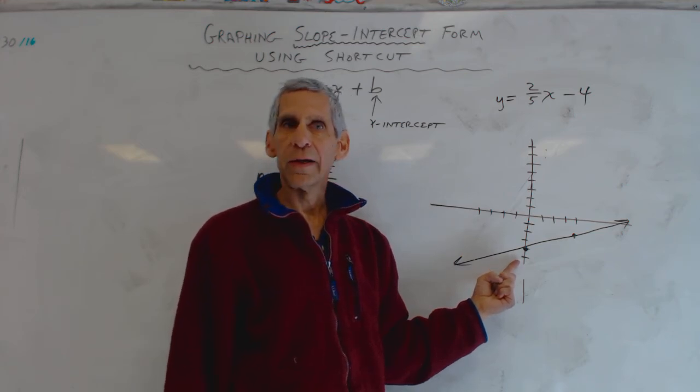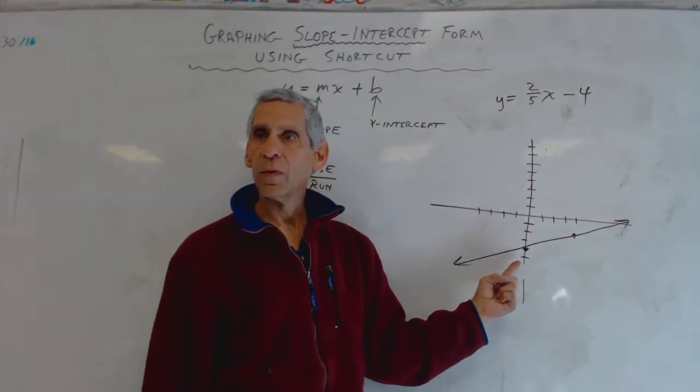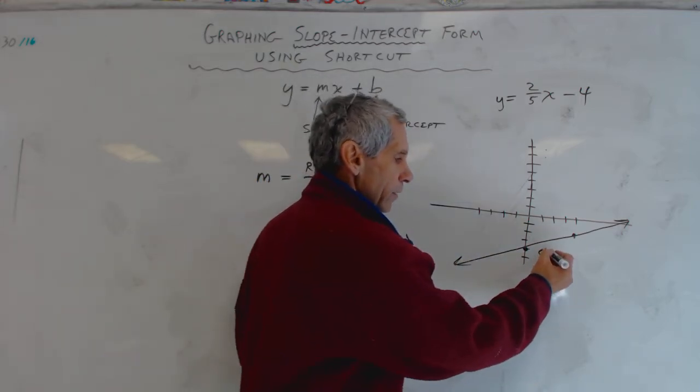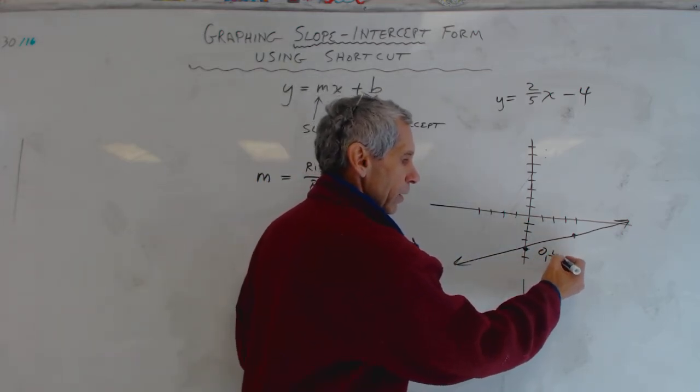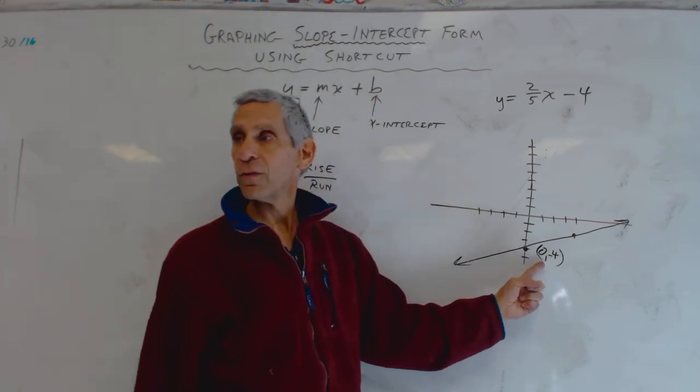What is x when the y-intercept is -4? The y-intercept is -4. What is x? What is this point? It's 0, -4, right? 0, -4.